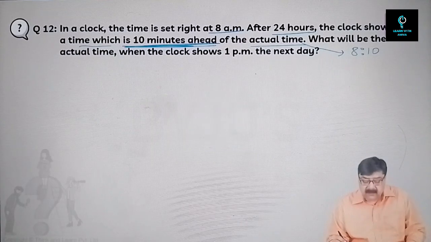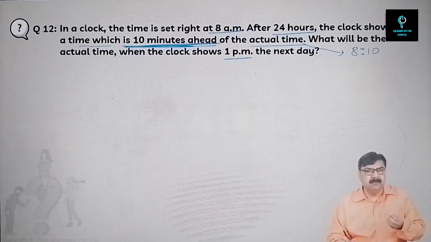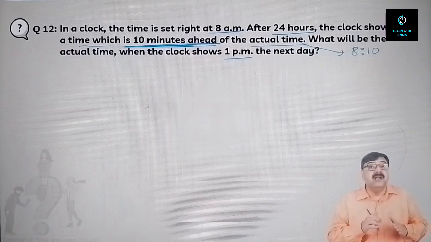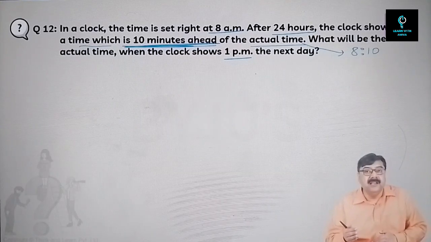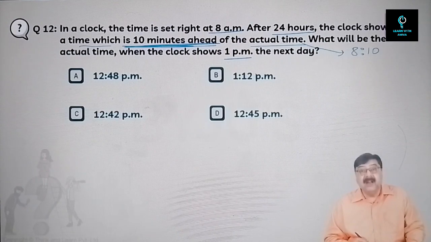Now, what will be the actual time when the clock shows 1 p.m. the next day? Well, the actual time has to be before 1 p.m. because the clock is fast. So, the time shown by the clock when it is 1 p.m., the actual time has to be lesser than that. The clock has already gone beyond the actual time. These are the choices that we have, and we will have to figure it out.